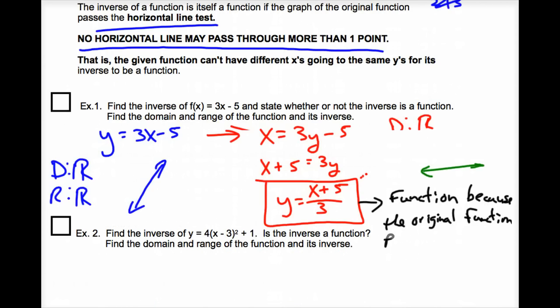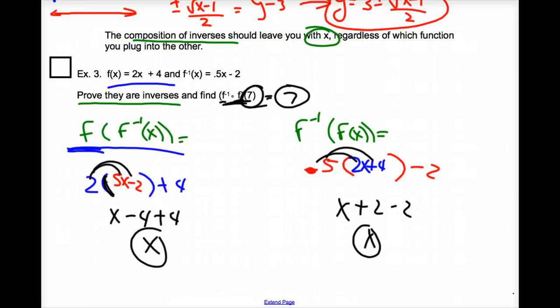Down here, we could have plugged the 7 into the f function. So if I plug 7 in right here, I get 2 times 7 plus 4, which is 18. Now if I turn around and plug that 18 into the inverse function, I get a half of 18 minus 2. Well, that's 9 minus 2, which takes us back to 7. Okay? So inverses just take it back and forth like that.